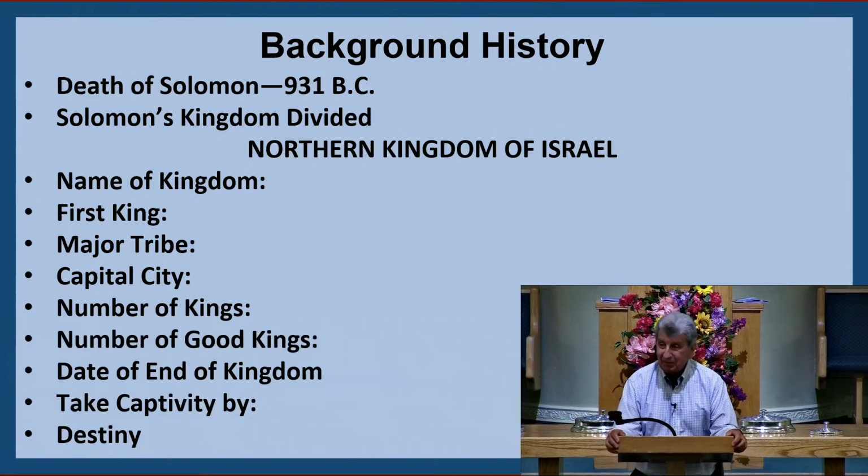Here's what I think you will know. The number of kings in the northern kingdom. 19. Does everybody know that? 19. How many of them were good? Not a single one of them.